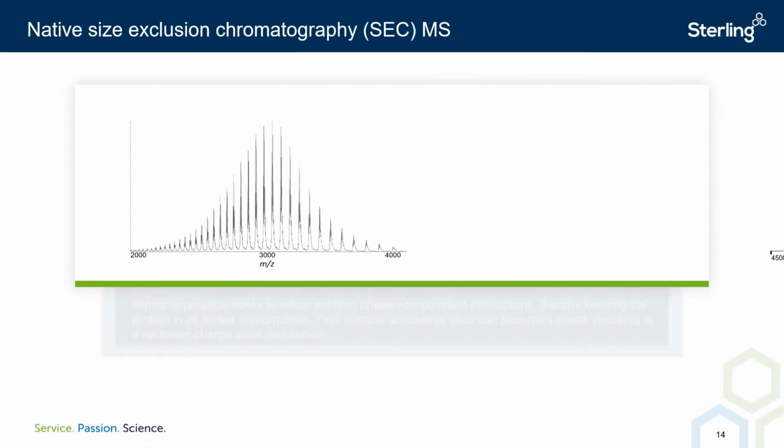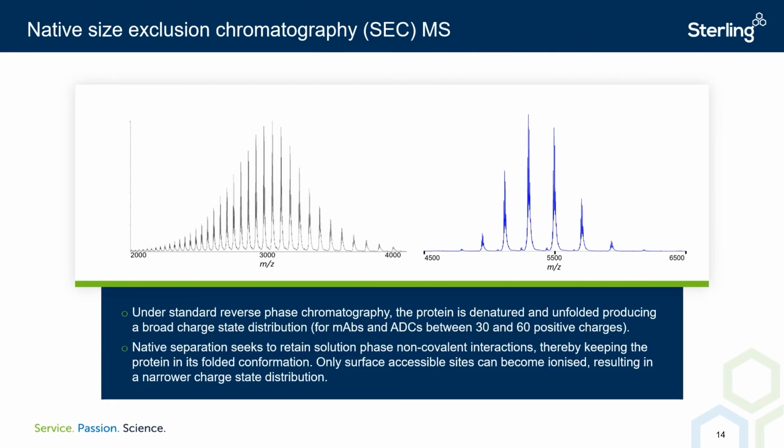The last technique I want to talk about is native MS analysis using size exclusion chromatography, or SEC. Most mass spec is taking place under reverse phase conditions with denaturing solvents such as acetonitrile and levels of acid. And this unfolds a protein into its denatured state with a lot of surface accessible sites that can charge. So here on the left-hand side, we've got a spectrum for a mAb with between 30 and 60 positive charges in an unfolded denatured state.